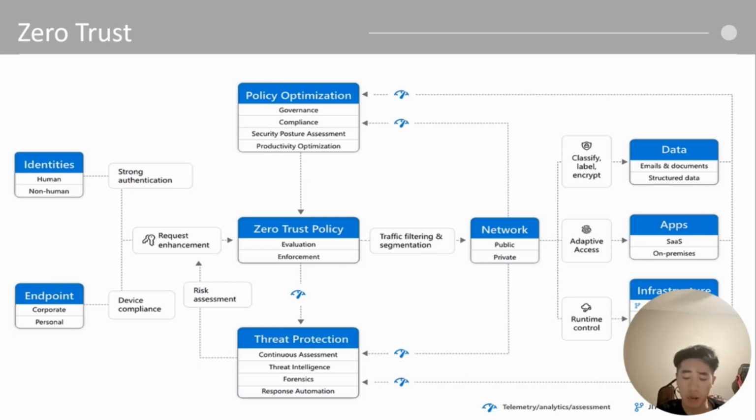Every access request is fully authenticated, authorized, and encrypted before granting access. And so this zero trust is very structured and systematic, as the diagram shows below. They have a lot of elements and entities to make sure the system works.